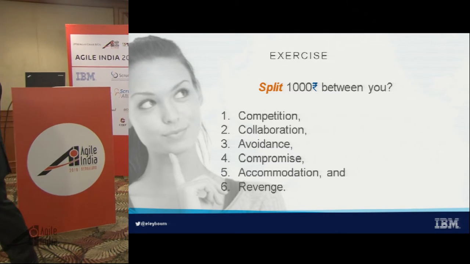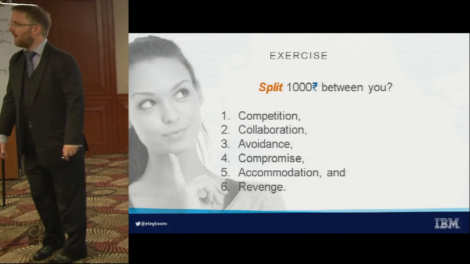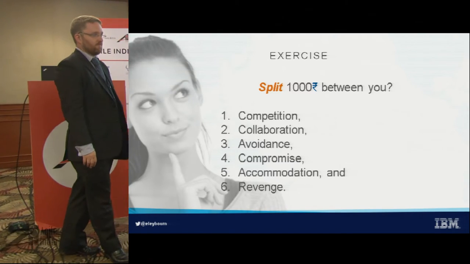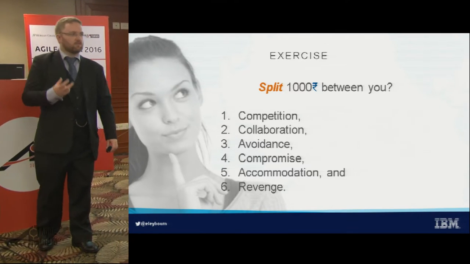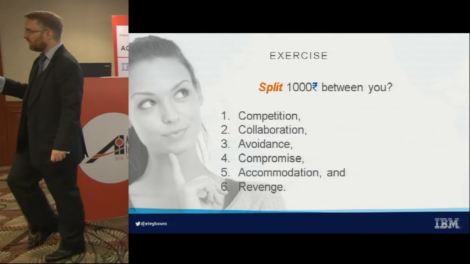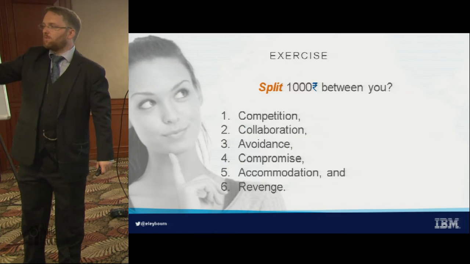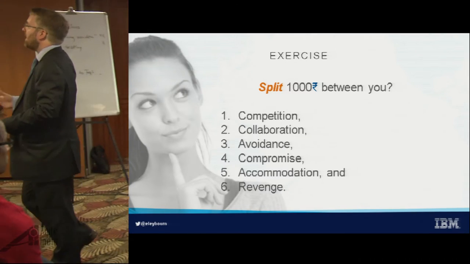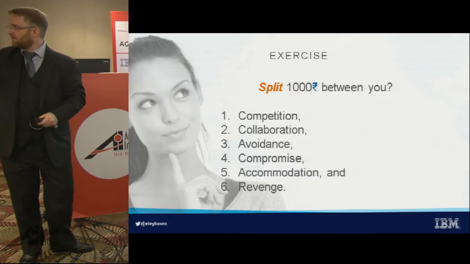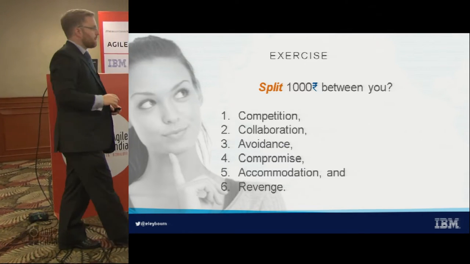So here's the exercise. You have 1,000 rupees to split between you. You're going to work in pairs. If there's more at your table, split up into pairs. If there's an odd number, you can do it in three, but you're going to split it between three. But here's what I want you to do first.